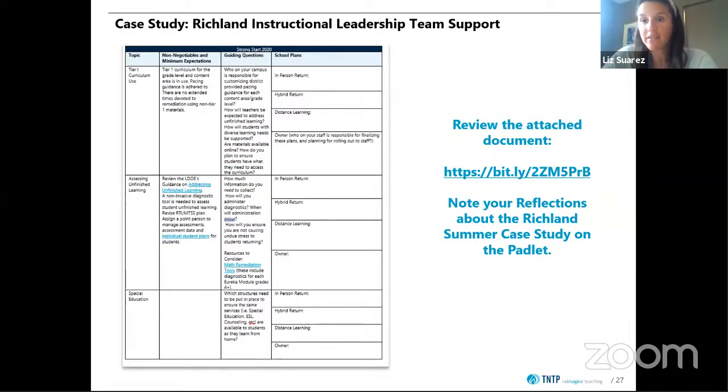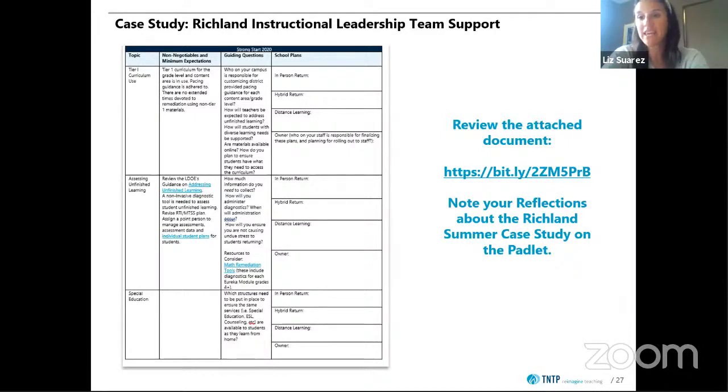And a big part of that work that they're going to do in July is based off of this document that I have linked here for you guys via bit.ly. Ashley, I think we'll go ahead and put that in the chat for us so you can take a look at it.